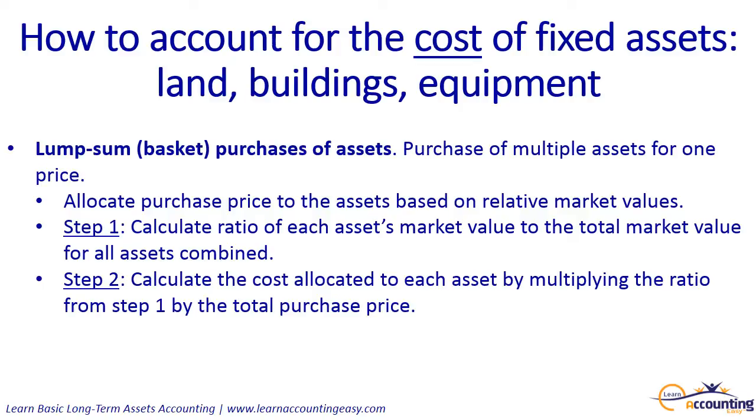Step one is that we calculate a ratio of each asset's market value to the total market value for all assets combined. And then in step two, we calculate the cost allocated to each individual asset by multiplying the ratio from step one by the total purchase price.